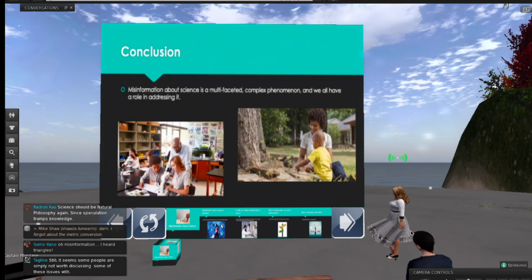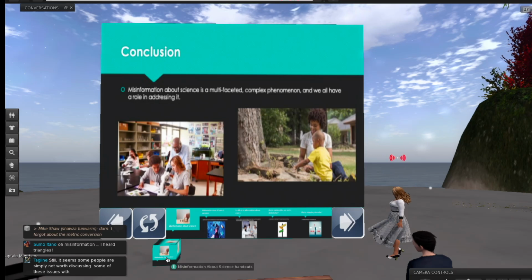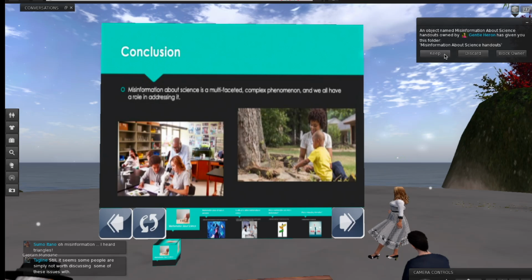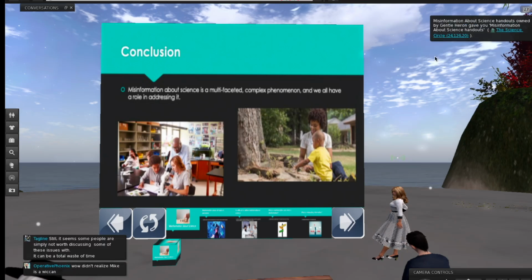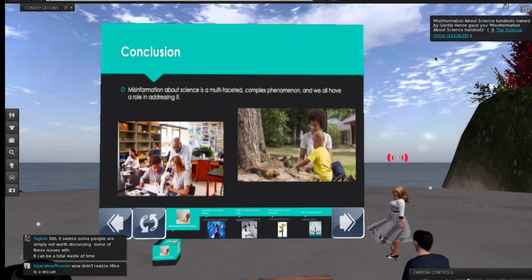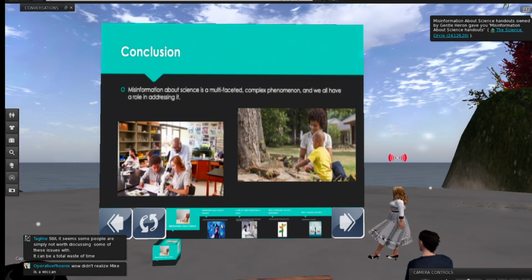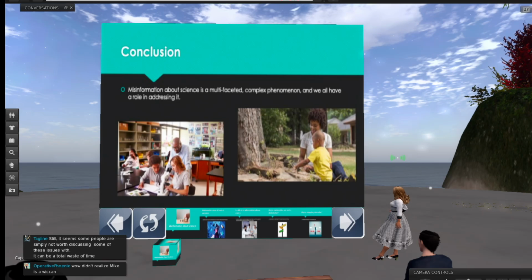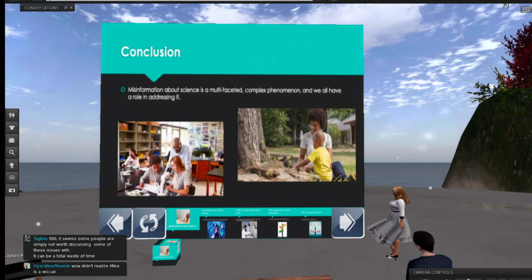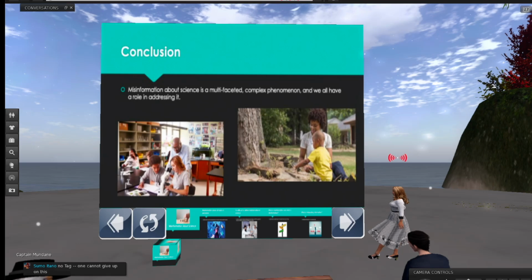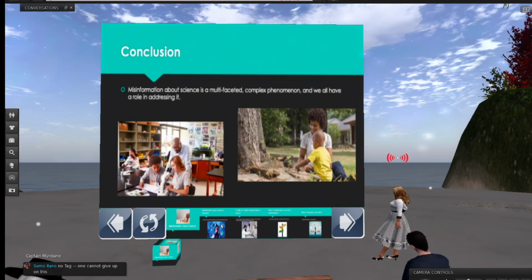Syzygy says, of course, due to scientific advances, you're supposed to be using hexagrams now. Good. Robin says, science should be natural philosophy again, since speculation trumps knowledge. And Mike forgot the metric conversion. I had heard about triangles. That's definitely misinformation. Tagline says, still, it seems some people are simply not worth discussing these issues with. It can be a total waste of time.